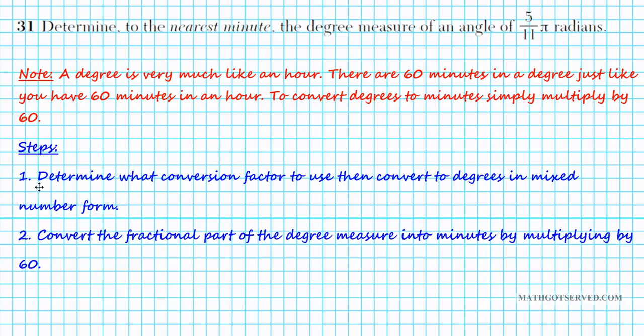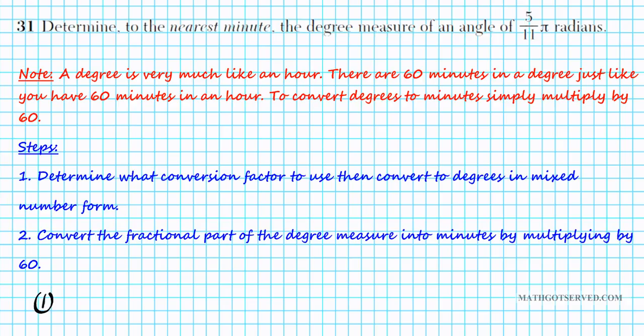Now, the steps we're going to use for the problem solving process are as follows. First of all, we're going to determine what conversion factor to use to convert our radian measure into degrees expressed in mixed number or decimal form. And then we're going to convert the fractional part of the degree measure into minutes by multiplying by 60. Okay? All right, so let's go ahead and start with the first part.